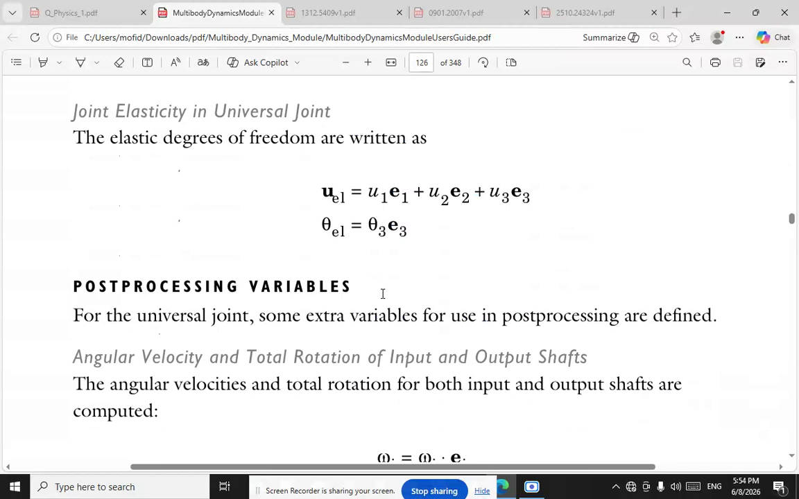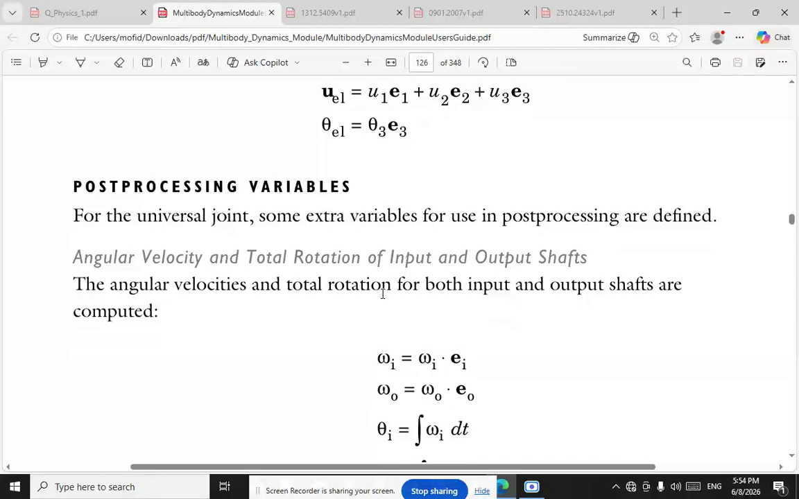Joint elasticity in universal joint. The elastic degrees of freedom are written as u_1 is equal to u_1 e_1 plus u_2 e_2 plus u_3 e_3, theta_e1 is equal to theta_3 e_3.